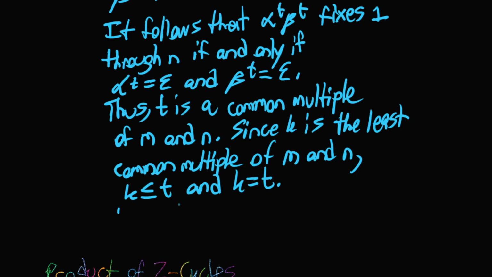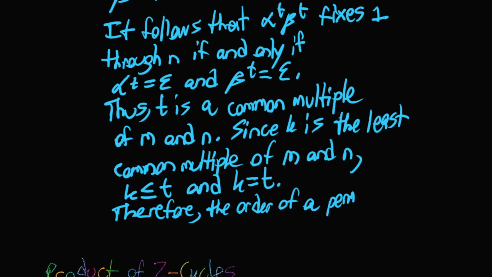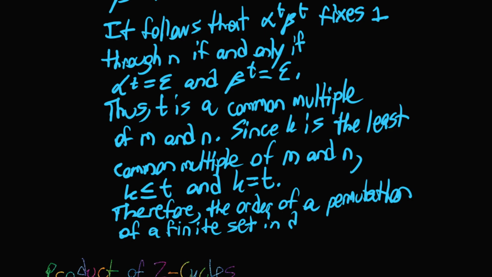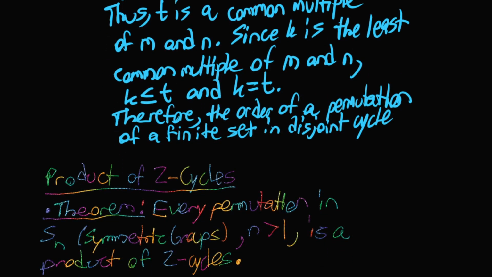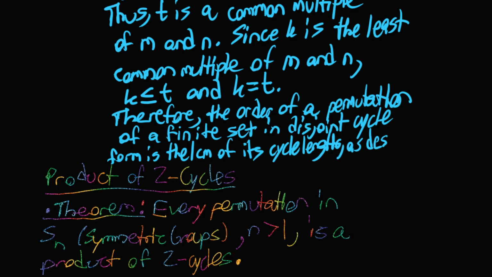So therefore, the order of a permutation of a finite set in disjoint cycle form is the LCM of its cycle lengths, as desired. All right, that is it for that theorem.